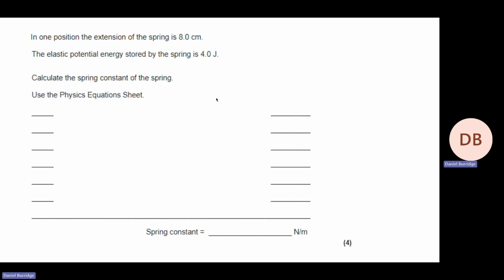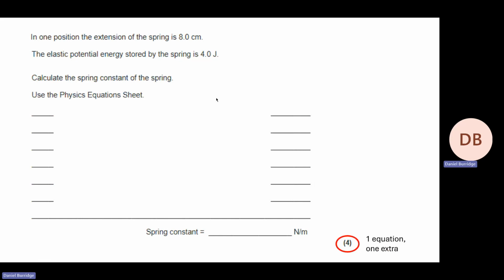calculation ones. The first thing I'm going to be doing for this one, the question is, in one position, the extension of a spring is 8 centimeters, elastic potential energy is 4 joules, calculate the spring constant, use the equation sheet. First thing I would do is look at the number of marks. It's 4 marks. So that tells me I'm going to have to use one equation. There's probably one extra thing I would need to do though. So now I need to look out for what is that extra thing.